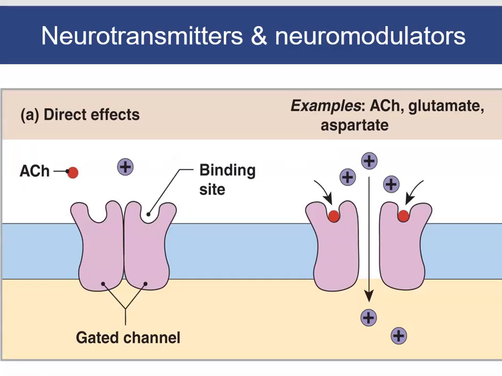Now we're going to look at how neurotransmitters and modulators can work at our cells. There are two different effects they could have. One is a direct effect, and this is how the neurotransmitter acetylcholine works. Acetylcholine exerts its effect by directly opening or closing a gated channel. So acetylcholine works this way, and glutamate and aspartate, which are other neurotransmitters, work exactly the same way.